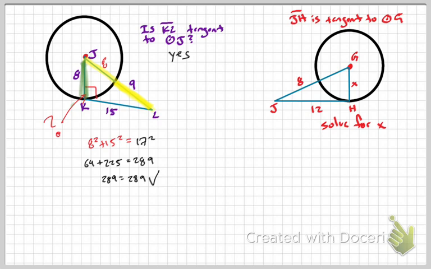Next example is kind of changing it up. It's saying JH is tangent to circle G, solve for x. Now this problem, I will say, is a little algebra heavy. So let's set it up.